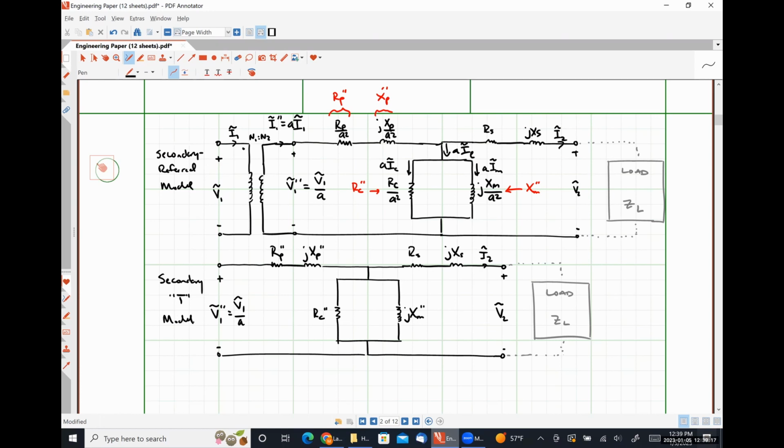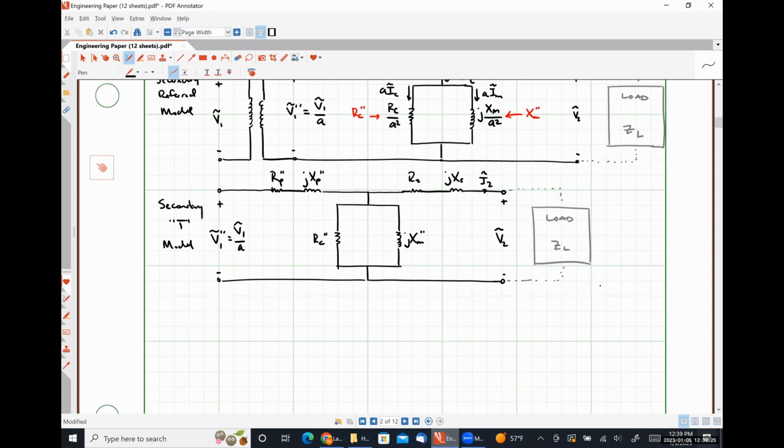And then lastly, under the same assumption here that our excitation current is much smaller than our primary current, we can have a cantilever model. I need to give myself enough room here. So this is going to be RC double prime, jXM double prime. And it doesn't look like I gave myself a lot of room here, but I'll make it work.